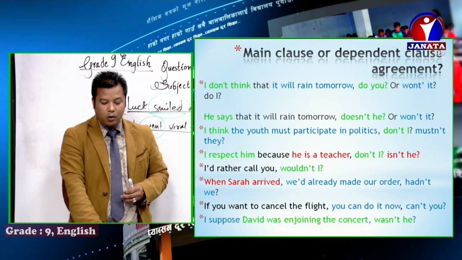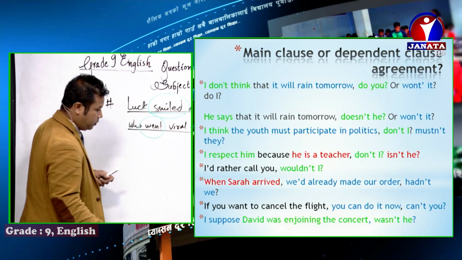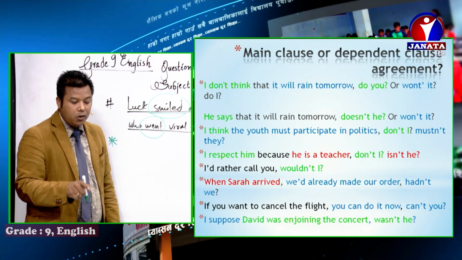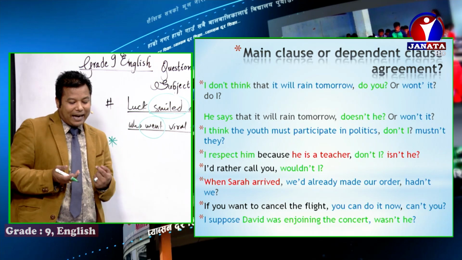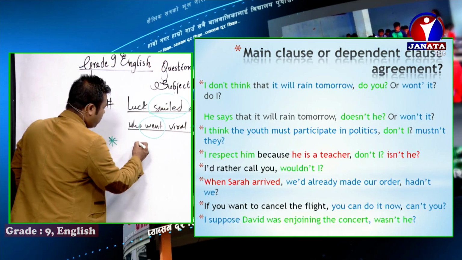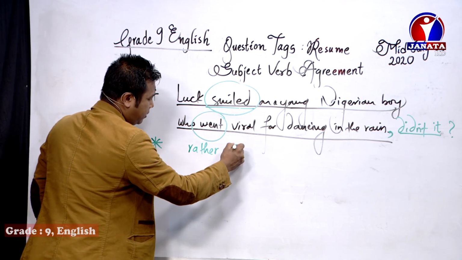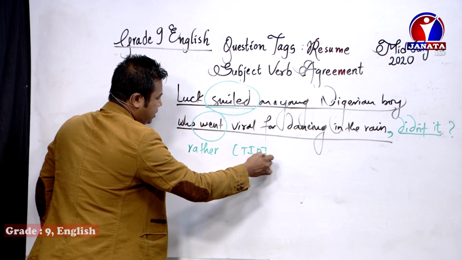So you have to seek this idea, the intention. Second sentence: I would rather call you, wouldn't I? For that, I will bring one more example here. See there? I would rather call you. Now, why did I say I would rather? Because of the word rather. And this is a tip for all of you out there, my students. I will mention a tip here for this.